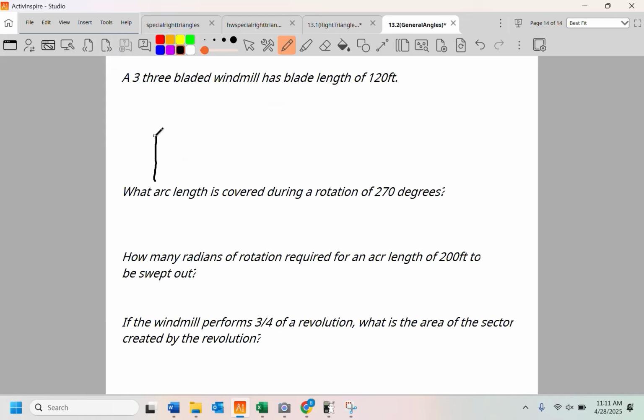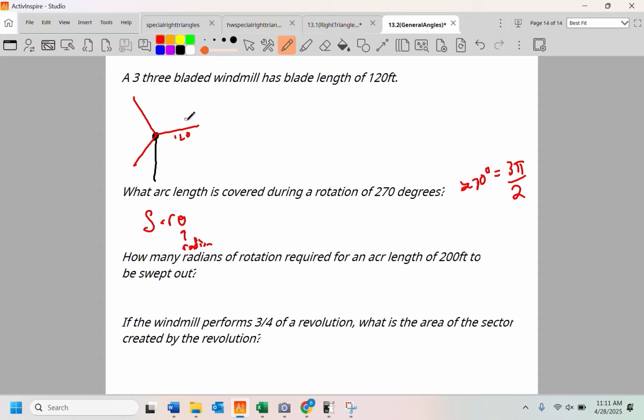Windmills are large. There's a three-bladed windmill. Its blades are 120 feet long. And there's my windmill. What arc length is covered during a rotation of 270 degrees? So here's my formula for arc length. It's r theta. Again, radian. So 270 degrees, I know from memorizing the unit circle, is 3 pi over 2. These are coming from unit circle concepts. I told you this, the unit circle is big. It's going to make your life a lot easier if you memorize the blasted thing.